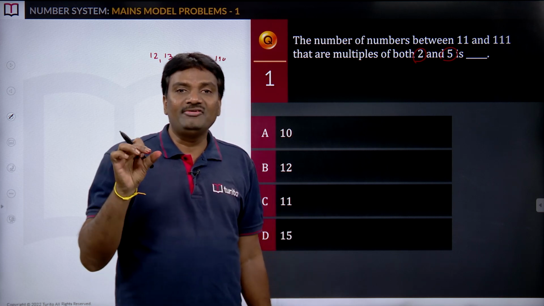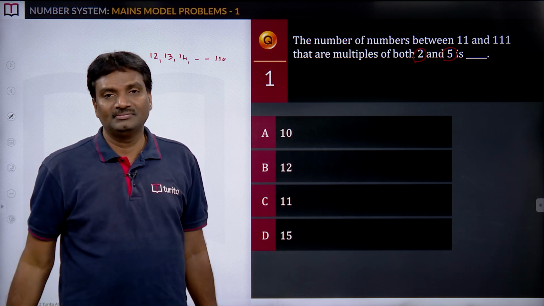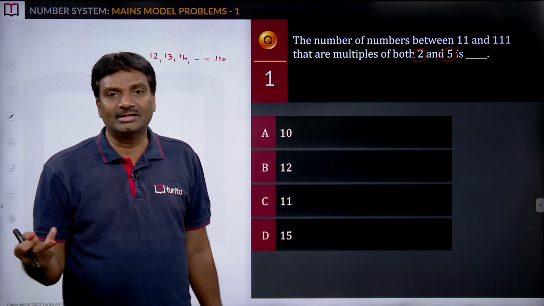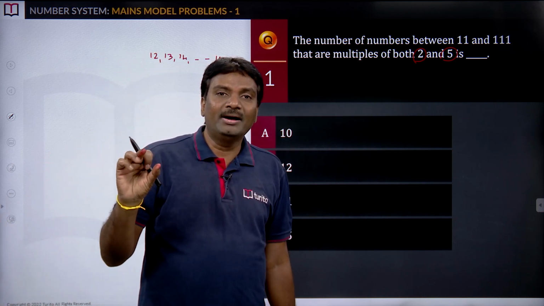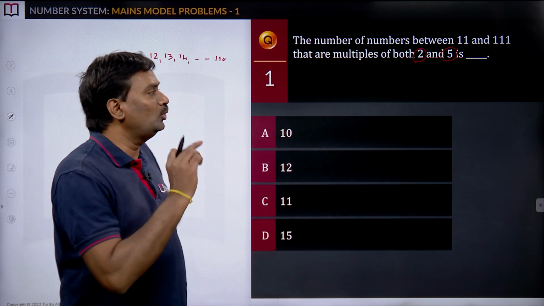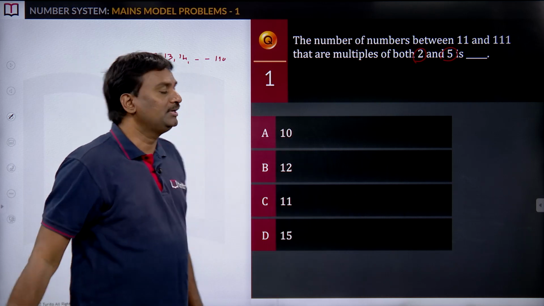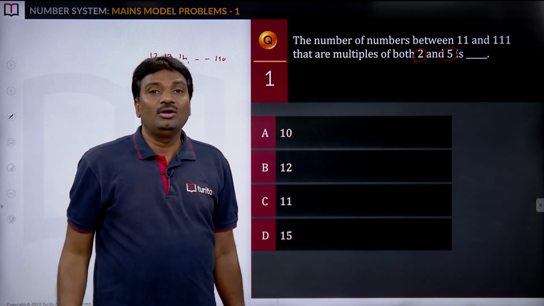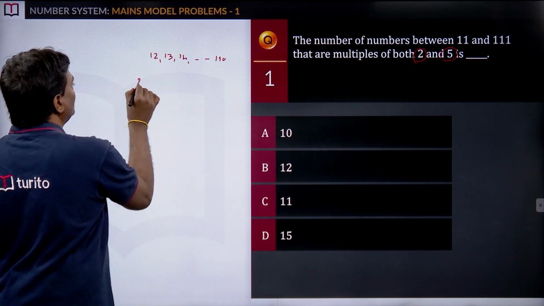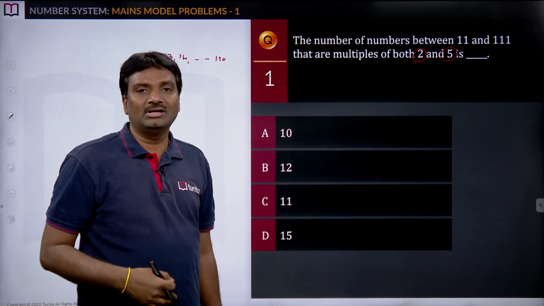Any number divisible by 10 is also divisible by 2 and 5. Any number divisible by 10: 10 ones are 10, 10 twos are 20, 10 threes are 30, and so on. You may take any number which is divisible by 10, that is also divisible by 2 and 5. So, that is why we have to choose the numbers between 11 and 111 which are divisible by 10. So, we take 20, 30, and write all the multiples of 10.